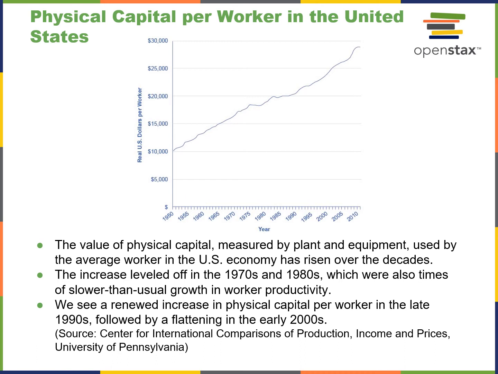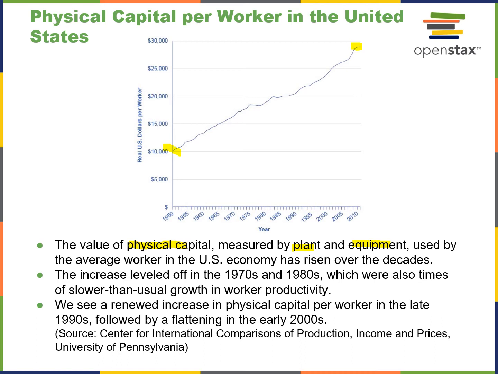This is a graph showing the physical capital per worker in the United States, in real dollars per worker. This is physical capital, which is measured by plant and equipment used by the average worker in the U.S. economy, and that's risen over the decades. So in 1950, about 10,000 per worker, and that has grown to nearly 30,000 in 2010.